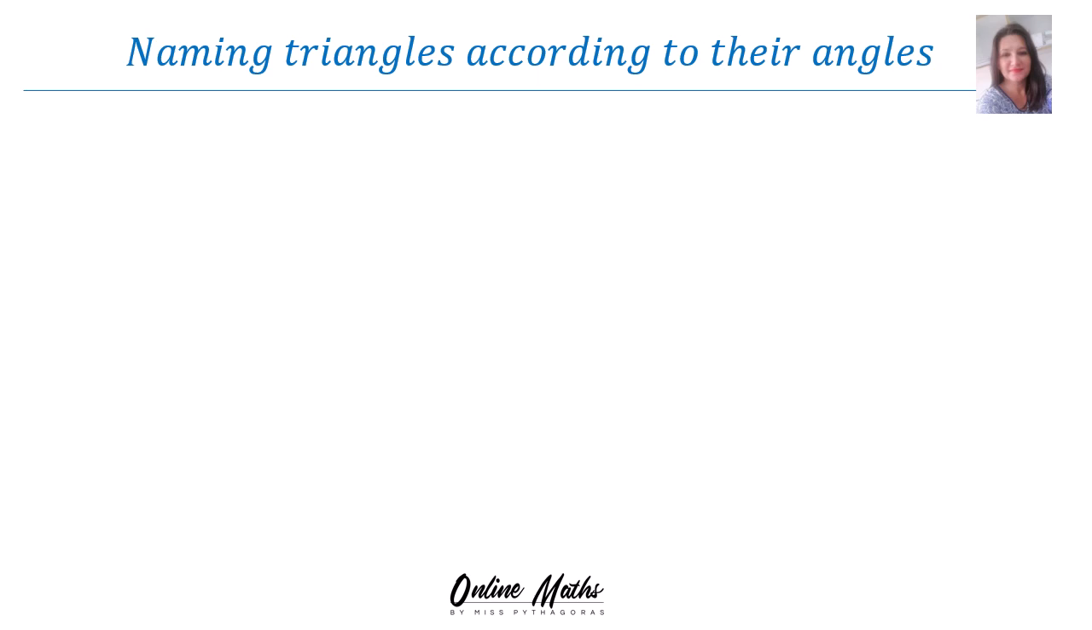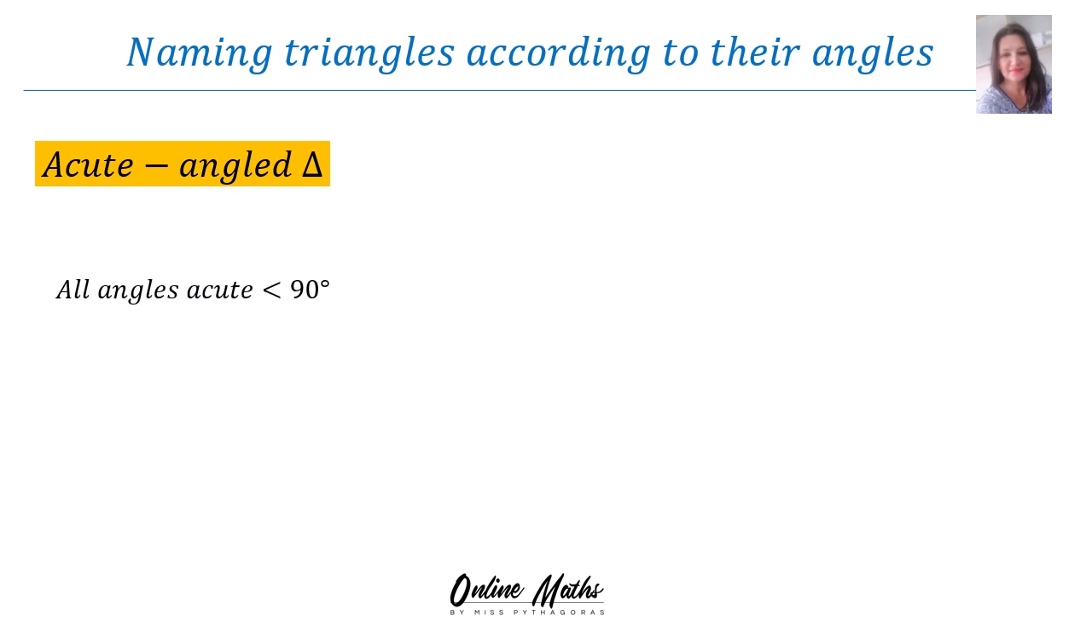Now we can also name triangles according to their angles. The first one is an acute angled triangle. That means all angles are acute. And remember, an acute angle is an angle smaller than 90 degrees. And there's an example of an acute angled triangle. You can see the angles 87 degrees, 51 degrees, 42 degrees.